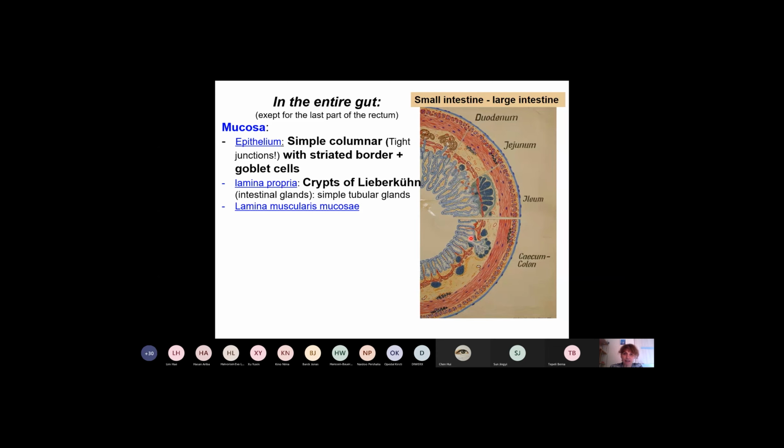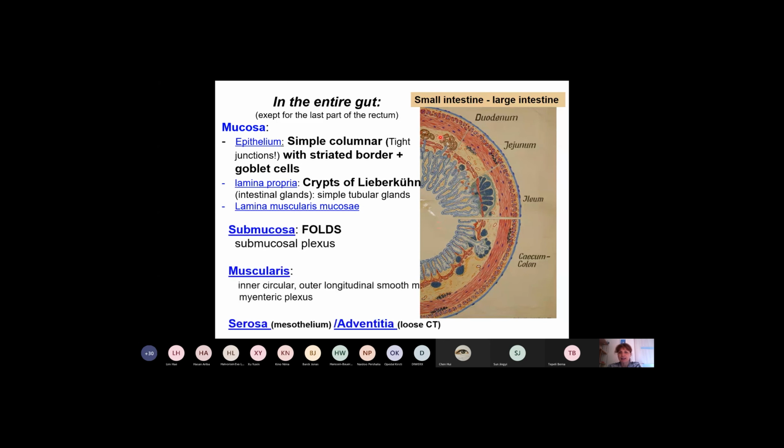Everywhere we will see this epithelium, naturally with lots of tight junctions. Under the epithelium we have the lamina propria mucosae, loose connective tissue, and in this layer we will see lots of glands. These glands are called crypts or intestinal glands because they look like a crypt, so these are simple tubular glands, and we will find these glands everywhere, both in the small and in the large intestine. And they extend as far as the muscularis mucosae. This is the typical muscle layer of the gastrointestinal tract in the mucosa.